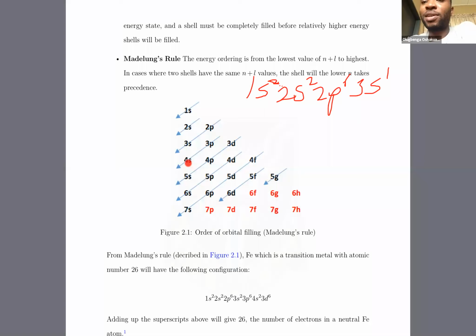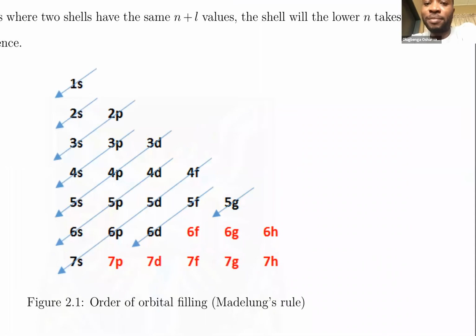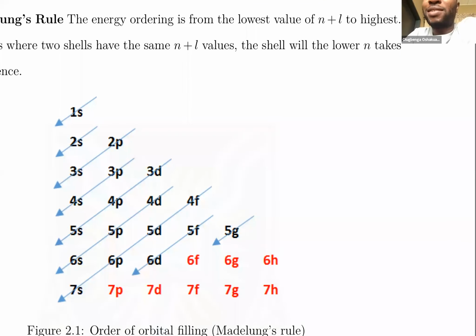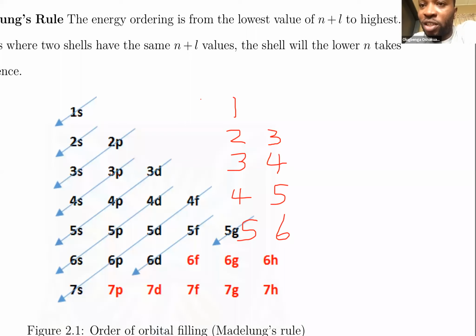When we attempt to write this in terms of n plus L, S is 0, so we have n plus 0. 1 plus 0 is 1. 2 plus 0, 2. 3 plus 0, 3. 4 plus 0, 4. 5 plus 0, 5. When we come to the next column, P is 1. 2 plus 1, 3. 3 plus 1, 4. 4 plus 1, 5. 5 plus 1, 6. When we come to D, D is 2. 3 plus 2, 5. 4 plus 2... oh, sorry, I said 3 plus.